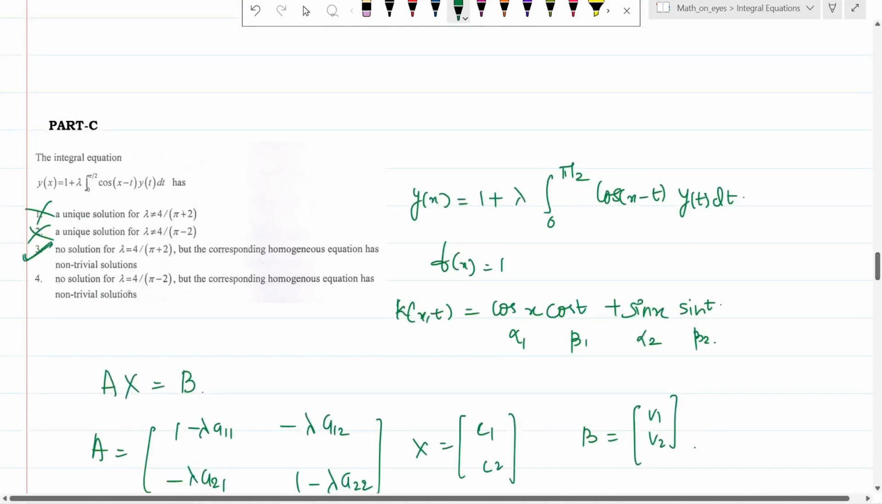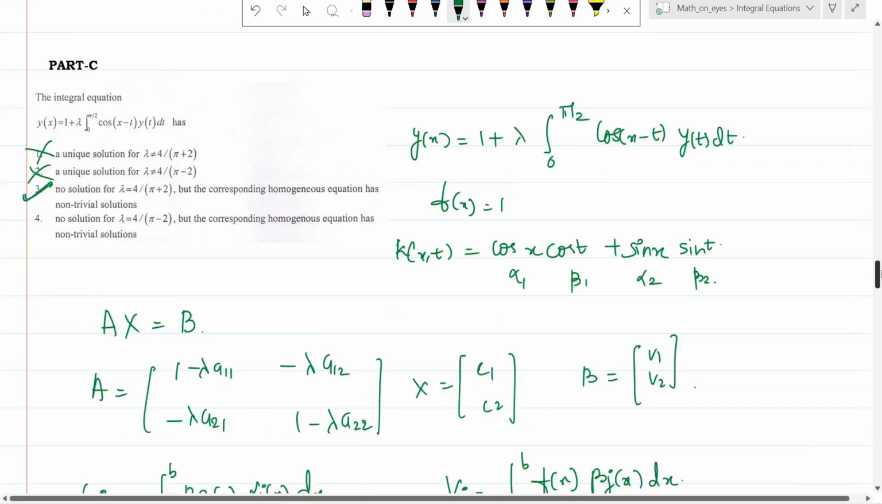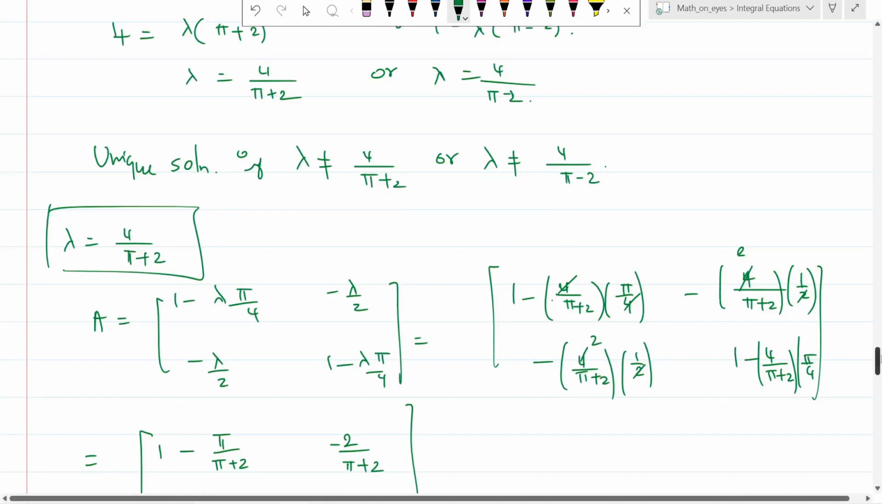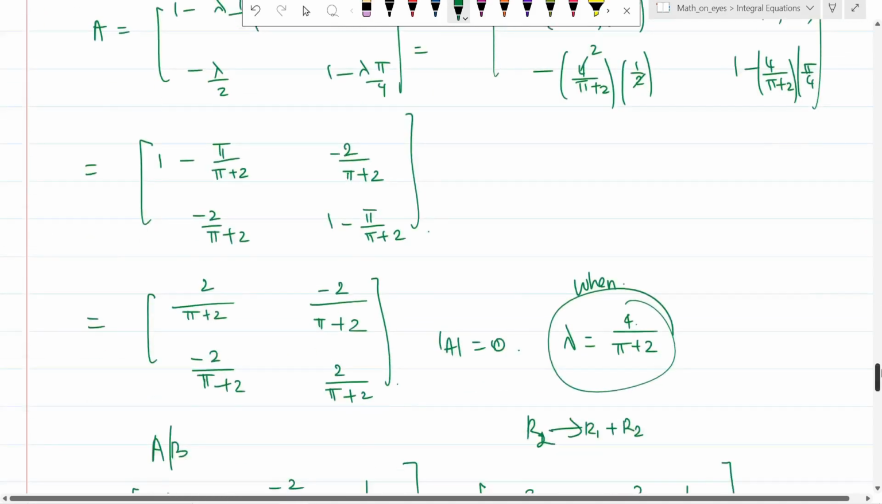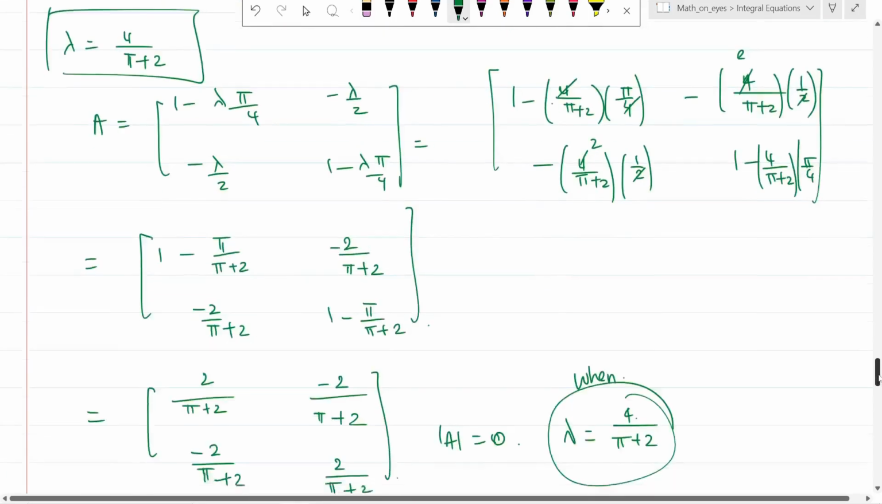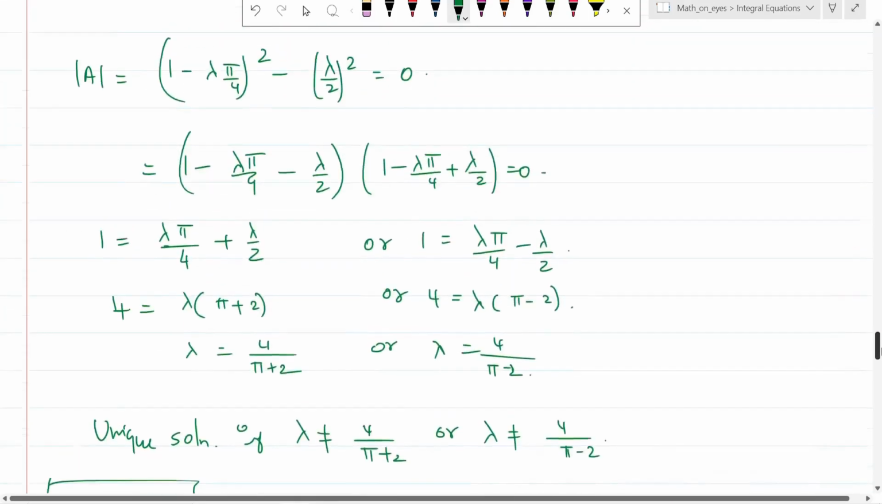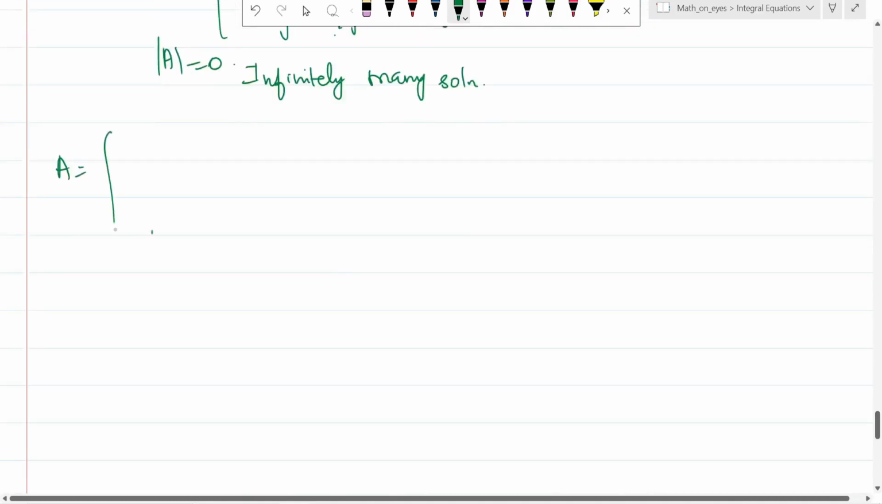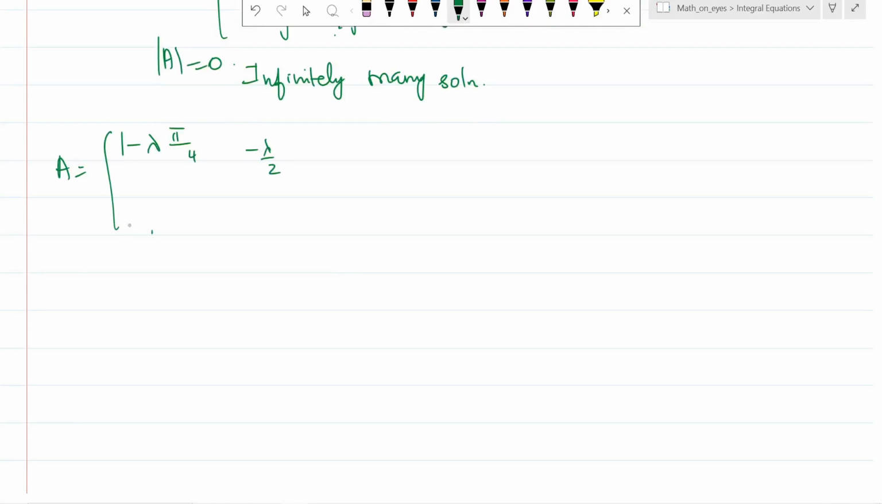And no solution for lambda is equal to 4 divided by pi minus 2. We know that 4 divided by pi minus 2 is the value for which the determinant is equal to 0. Right. So when you apply lambda is equal to 4 divided by pi minus 2, we find the determinant is equal to 0, as with this one. And then we will verify whether it has no solution or not. Now, A is actually 1 minus lambda pi by 4, minus lambda by 2. Here it is minus lambda by 2, 1 minus lambda pi by 4. Right. So I have to apply lambda is equal to 4 divided by pi minus 2.